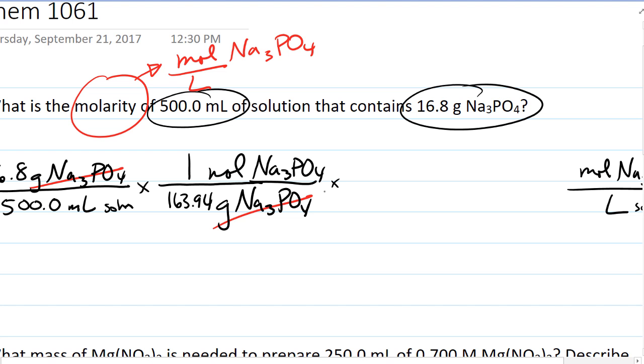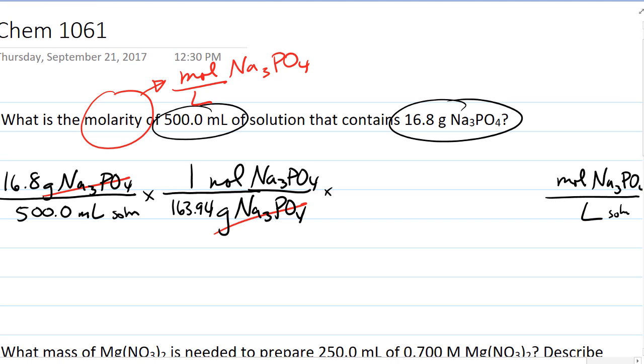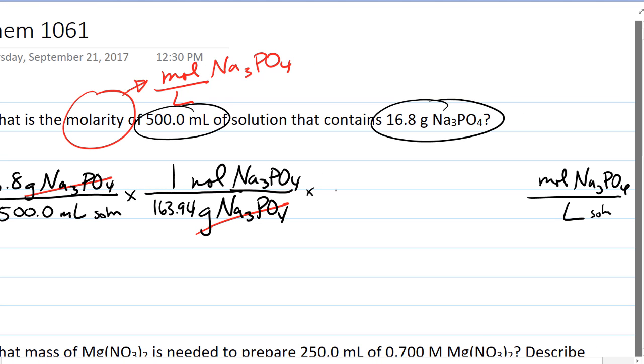Then we have liters that we need to get to. We're given milliliters. So how do we convert milliliters to liters? 1 liter is 1,000 milliliters. Where does the 1,000 go? On the top. So there's 1,000 milliliters for every 1 liter. Milliliters are going to cancel out, leaving just moles per liter. So now we wind up with units of moles per liter.